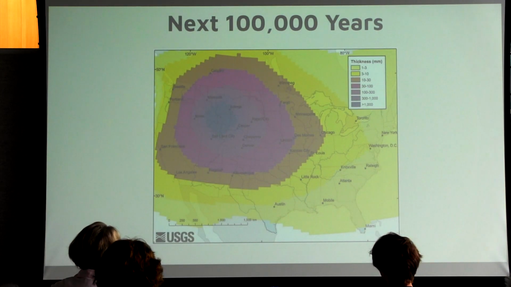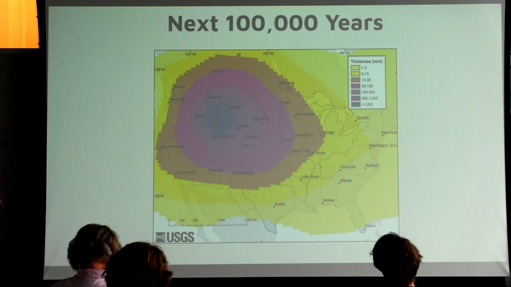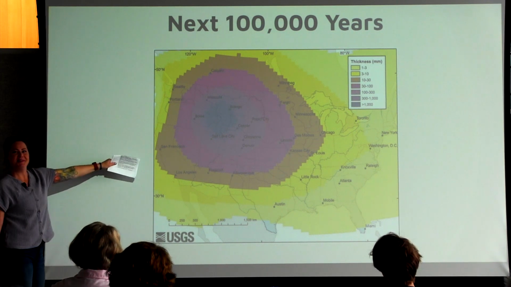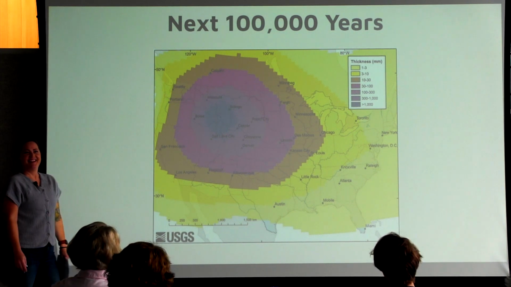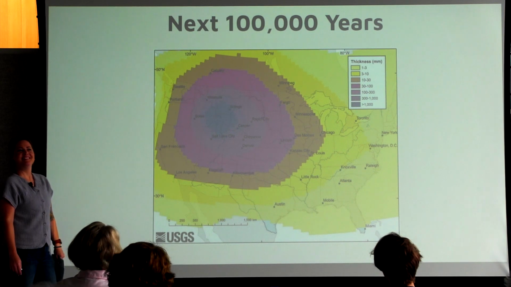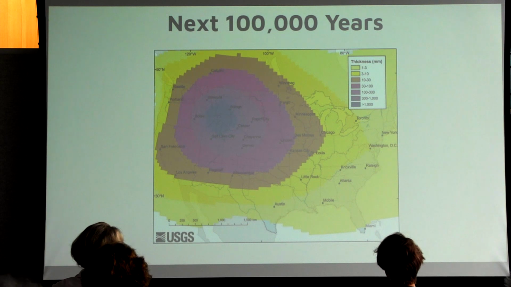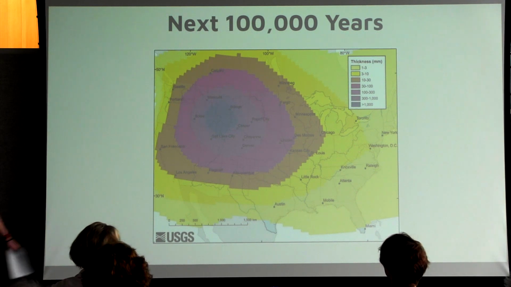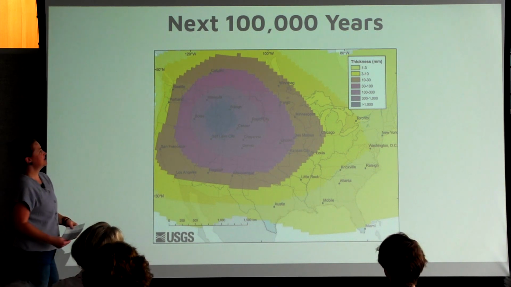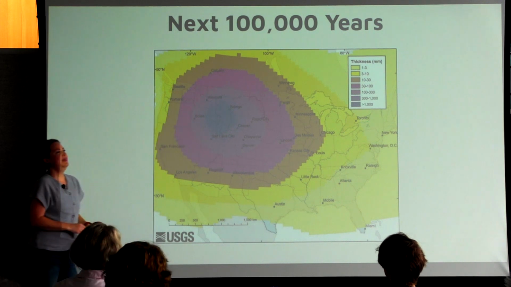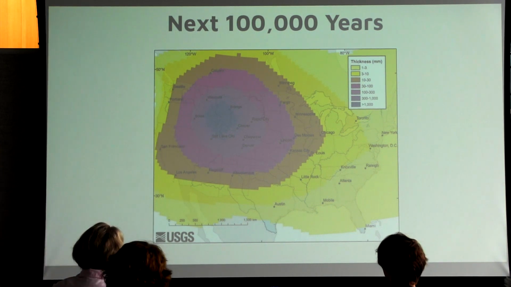Now let's go a little farther. Let's think about the next 100,000 years. Does anybody know what this represents? No? Yes, it does. So within the next 100,000 years, Yellowstone will go off. This is the ash fall from Yellowstone. Right here in Missoula, we're gonna get, if we survive it, a foot of ash.